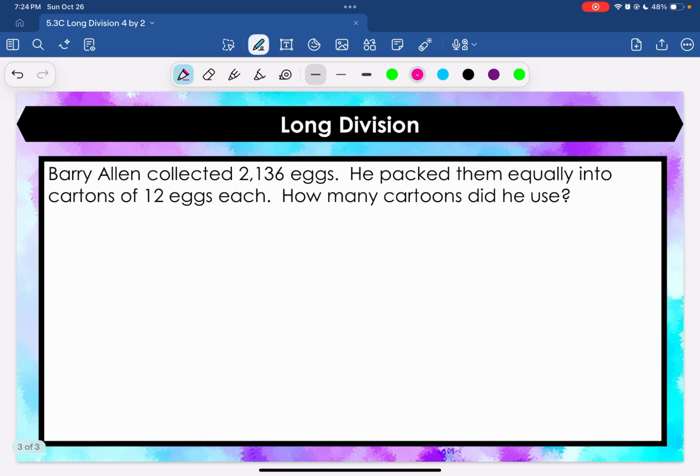So for the final problem, I'd like you to pause the video, write down the question, write down the answer, and solve it in the comments.